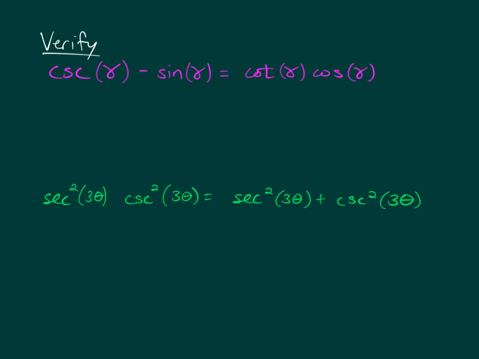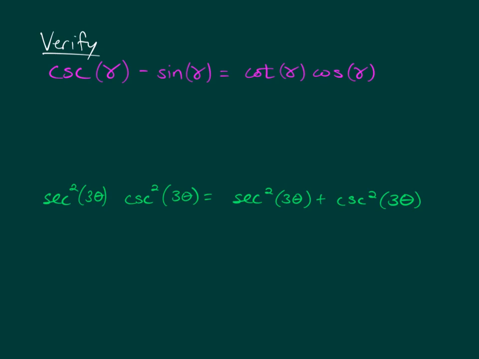And over here we have a couple more verification exercises. In this first one, I see that I have the cosecant of gamma. This little symbol here is gamma. It's another Greek letter used to represent angles. Minus sine of gamma equals cotangent gamma times cosine gamma.